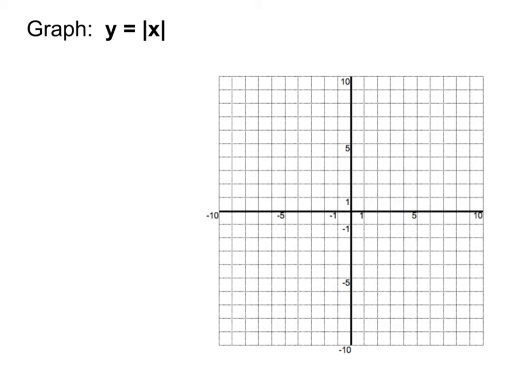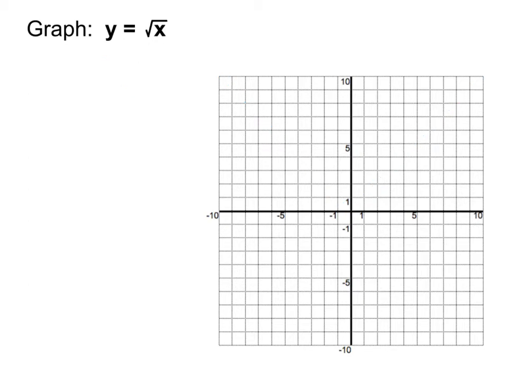For graphing y equals the absolute value of x, you're going to start here at (0, 0), and then this is our V-shaped graph whenever we see the absolute value bars around it. So I'm going to be going over 1 and up 1 on both sides in order to get my graph.